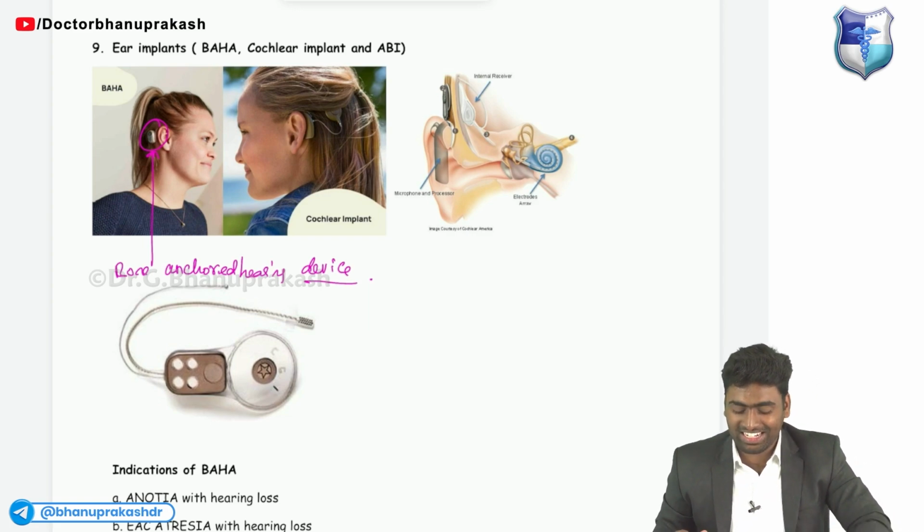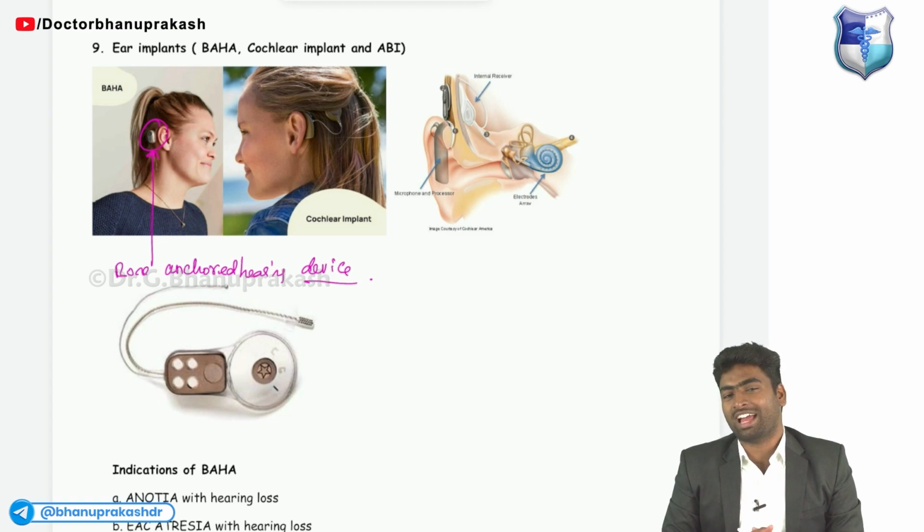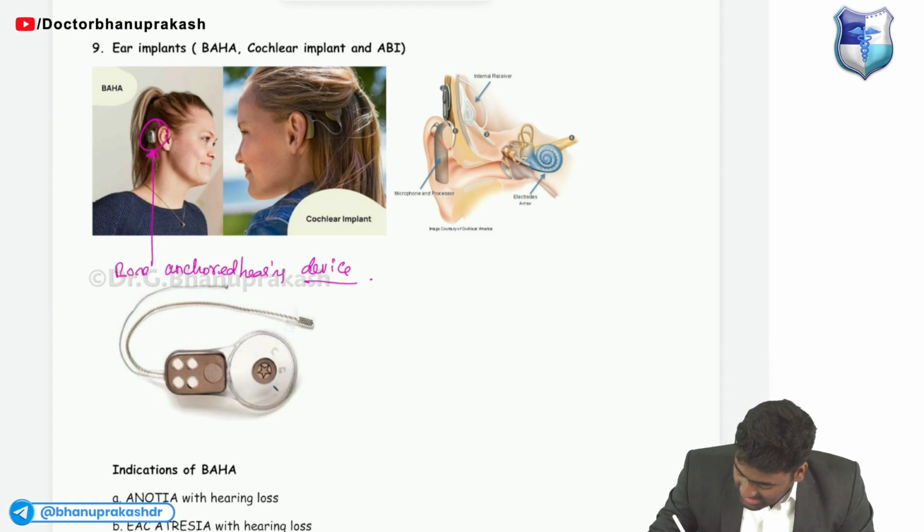BAHA, not HAHA. Okay, it is what? It is the BAHA, the bone anchored hearing device. Fine. And next one, it is this cochlear implant.